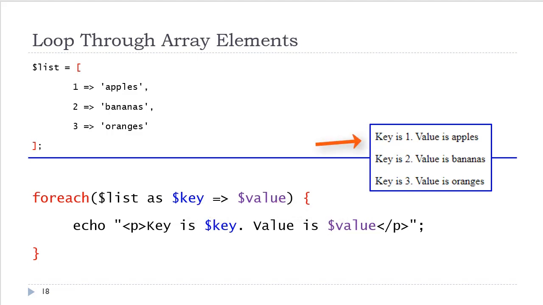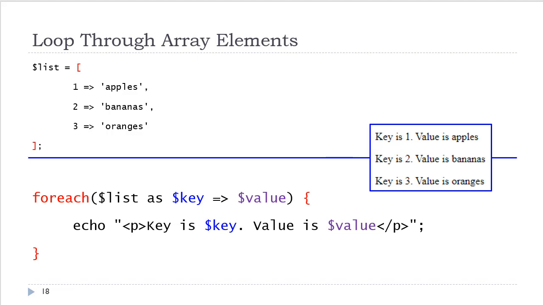So here we have an example of the output using the above loop, which we've been working with, and we can see, based on my echo statement, that also contains some text so that I can see what is happening, that we have a key of 1 and the value of apples, key of 2 and the value of bananas, key of 3 and the value of oranges.